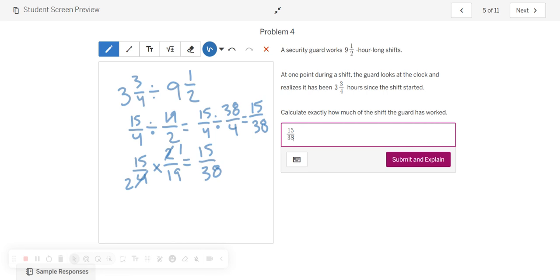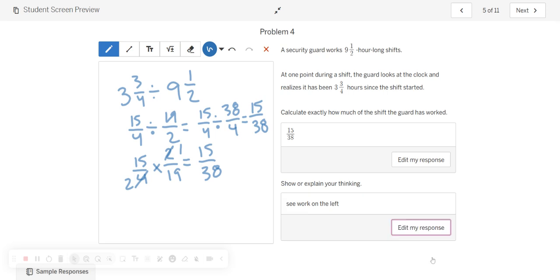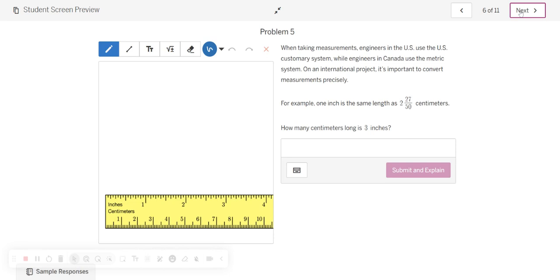Here we go. So, oh yes, submit and explain. Oh man, I have to go back to my keyboard. See work on the left. Now, you only have to do these problems one way. I'm showing it multiple ways just in case.